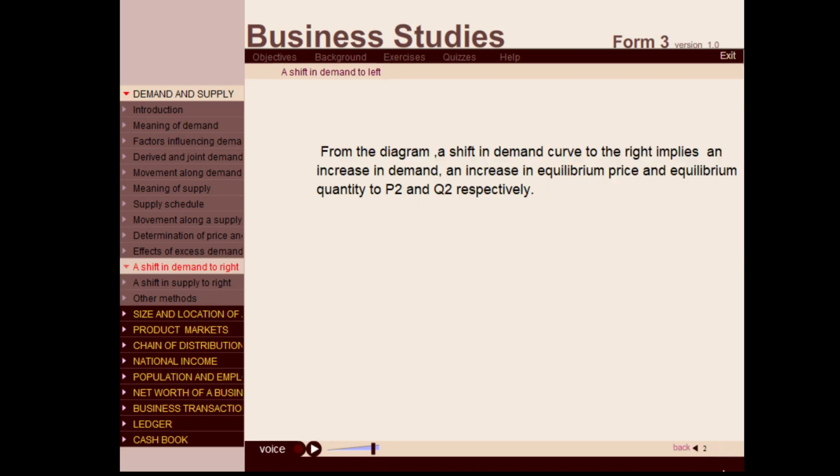From the diagram, a shift in demand curve to the right implies an increase in demand, an increase in equilibrium price and equilibrium quantity to P2 and Q2 respectively.